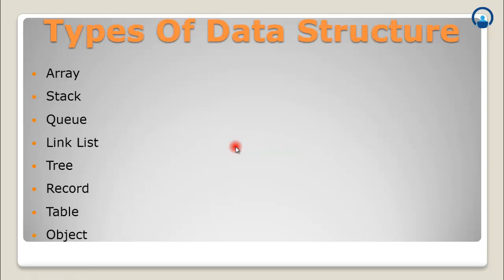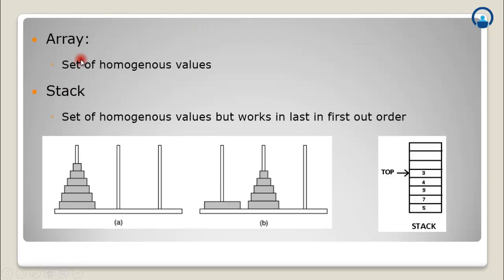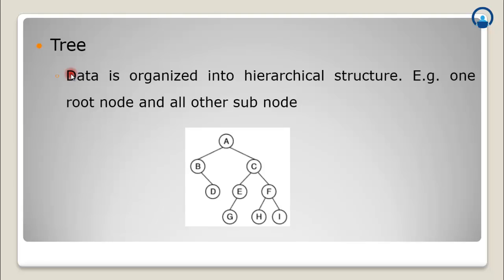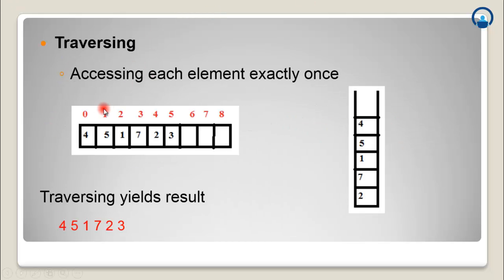Next, types of data structure. There are many types of data structure, some of them are here: array, stack, queue, linked list, tree, record, table, object. Now first we will see array. What is array? Array is a set of homogeneous values. Now what is meant by homogeneous values? See, this is an array example.